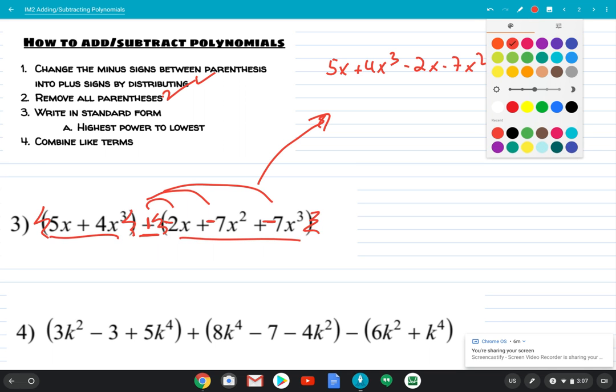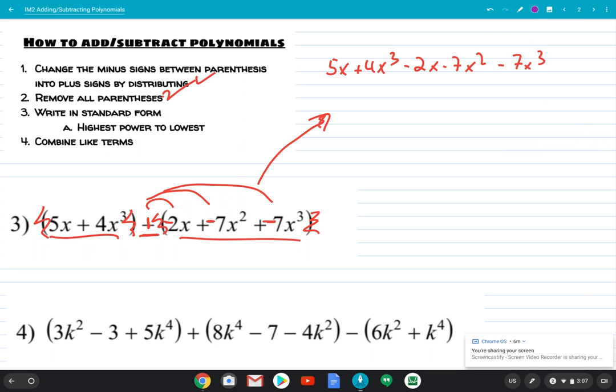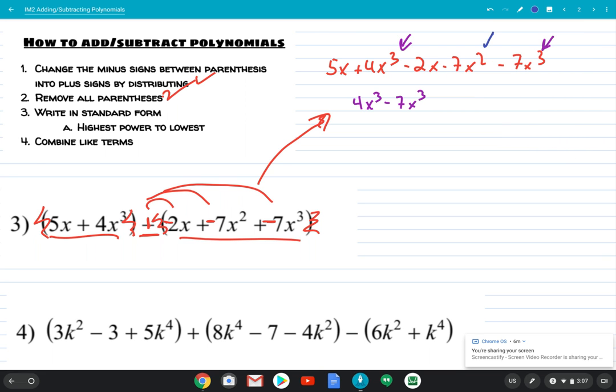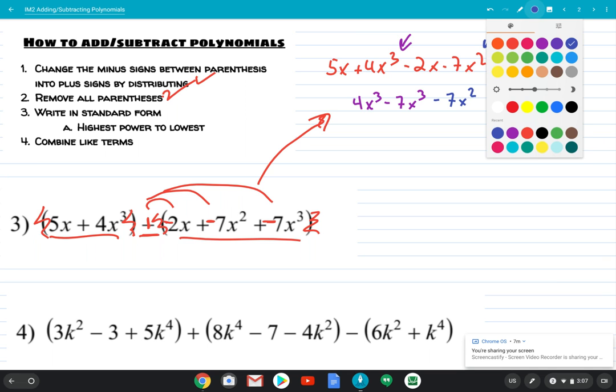Next part. Write it in standard form, highest power first. My highest powers are the 3's. 4x cubed minus 7x cubed. Those are done. Now after 3 is 2. I got a power of 2 here, minus 7x squared. There's no other 2's, so I'm going to go to 1 power.